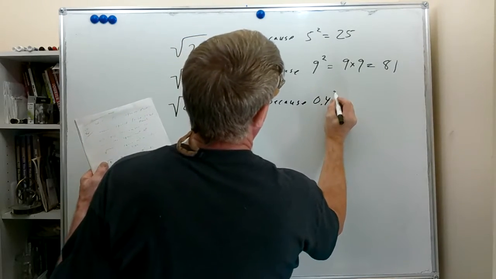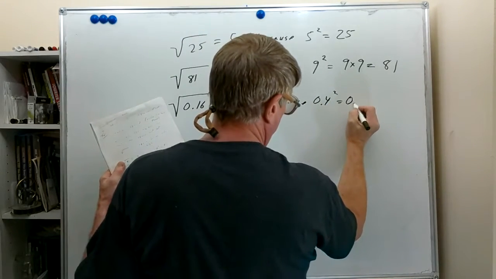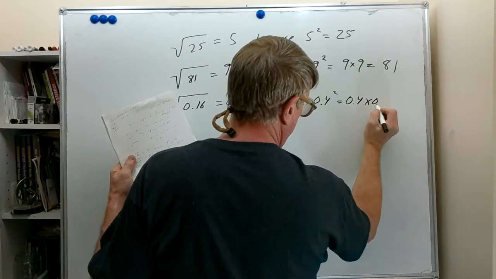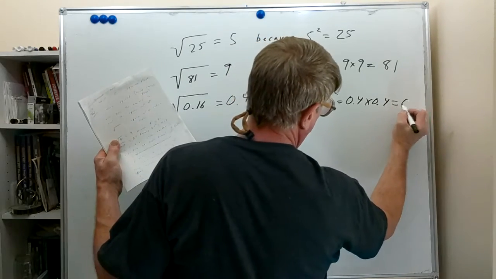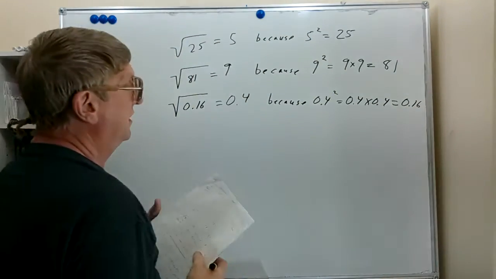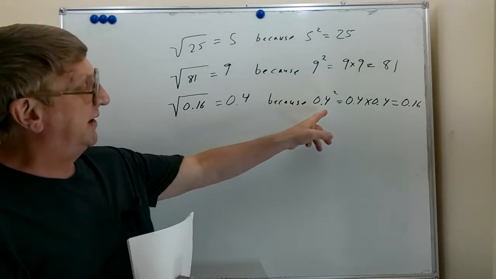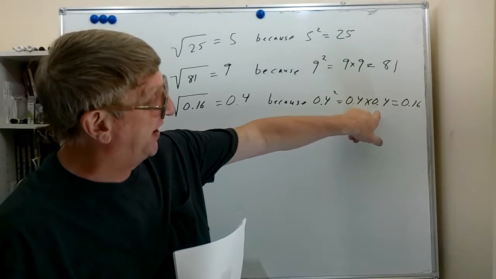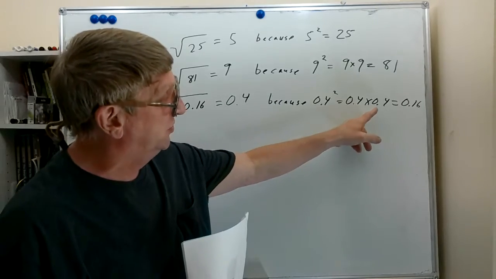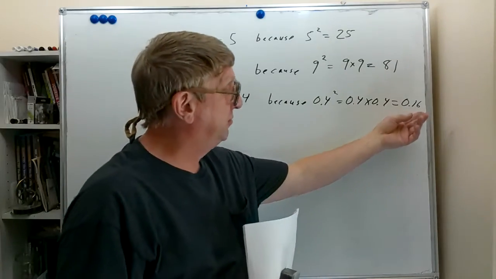0.4 squared, which is equal to 0.4 times 0.4, is equal to 0.16. Here you see what I'm talking about in the decimal places. We had one decimal place. Well, here's two factors with one decimal place each, 1, 2, which adds up to 2, giving us 0.16.